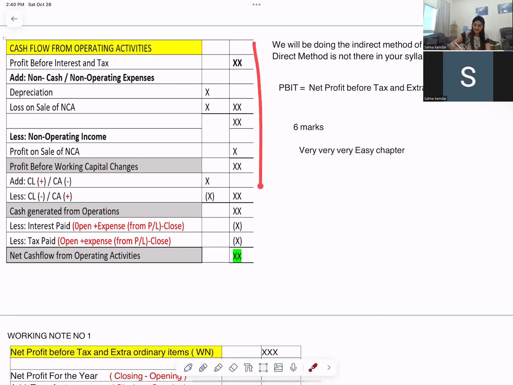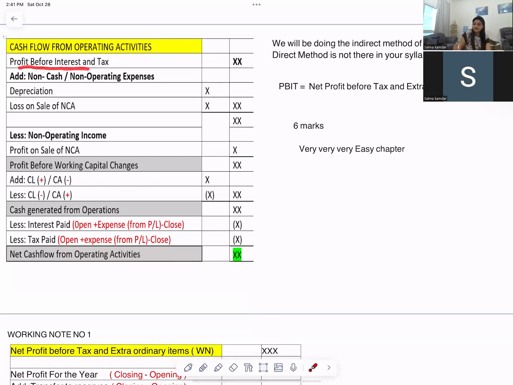So this is our format when I have to find out the cash flow from operating activities. You will have the profit before interest and before tax because you want to know the profit that you are getting from operations. In CBSE, profit before interest and tax is called net profit before tax and extraordinary items. So you will start with net profit before tax and extraordinary items, and finding this would be your first target.